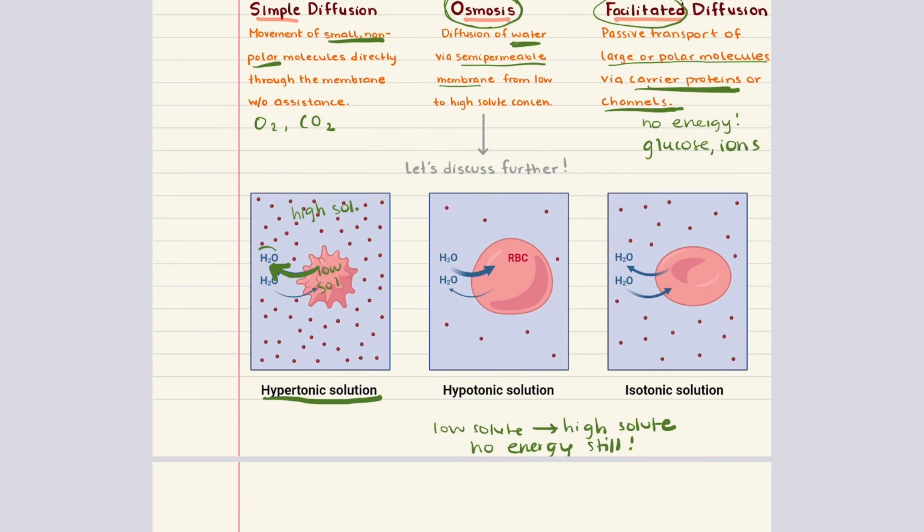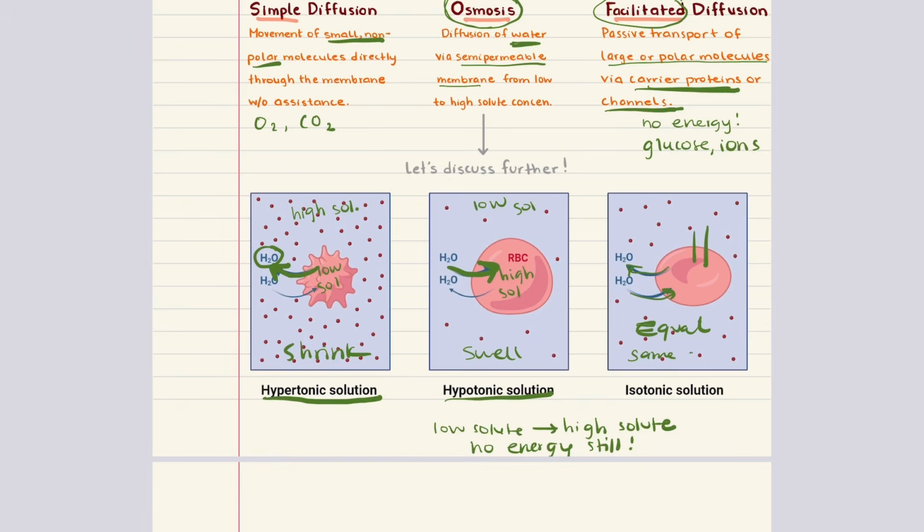But in a hypotonic solution, the surrounding fluid actually has a lower solute concentration than the cell interior. So water is going to enter the cell and move towards the higher solute concentration inside. That's going to make the cell swell and potentially burst. In an isotonic solution, the solute concentration is going to be equal inside and outside the cell, so water moves in and out at equal rates, and the cell maintains its normal size.